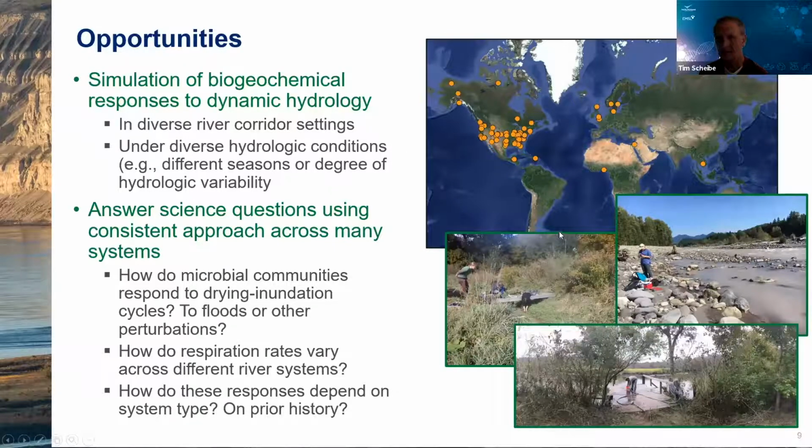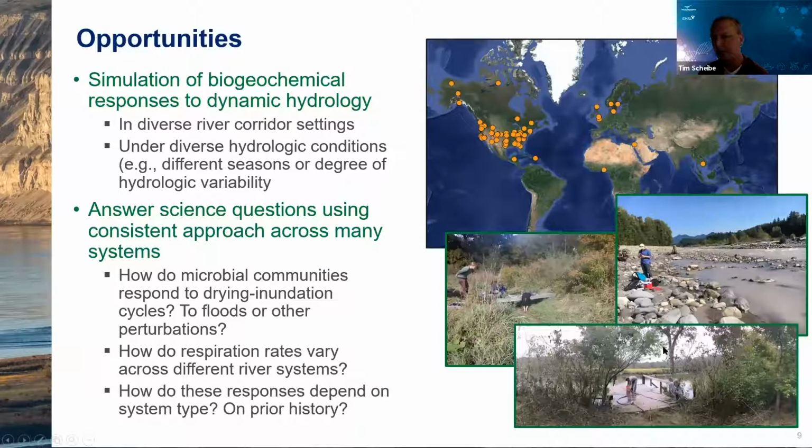I believe this one here is the Erpe River in Germany. This photo here is of the Nisqually River in Washington State, which is a glacial river near Mount Rainier. And the lower one is the Altamaha River in Georgia in the southern United States, a tidally influenced river.